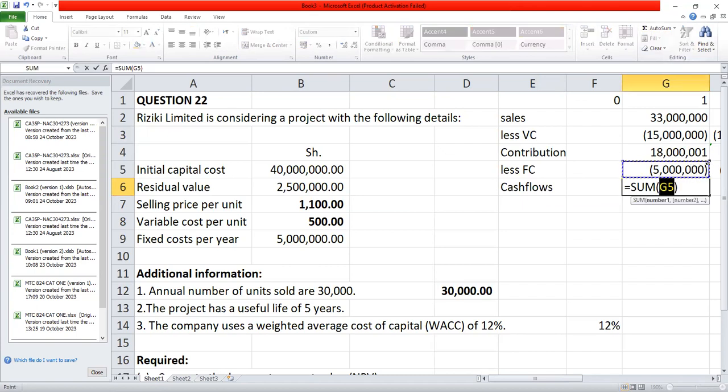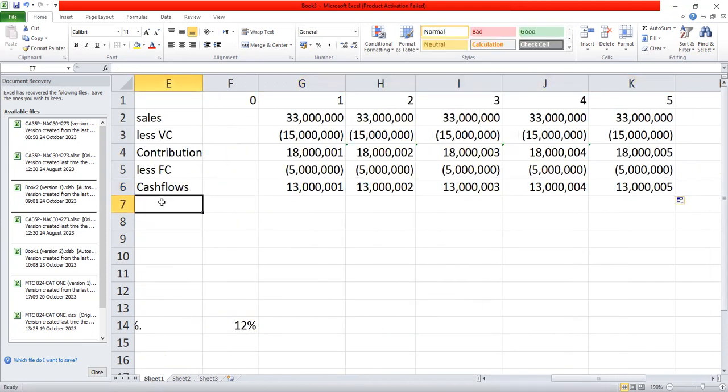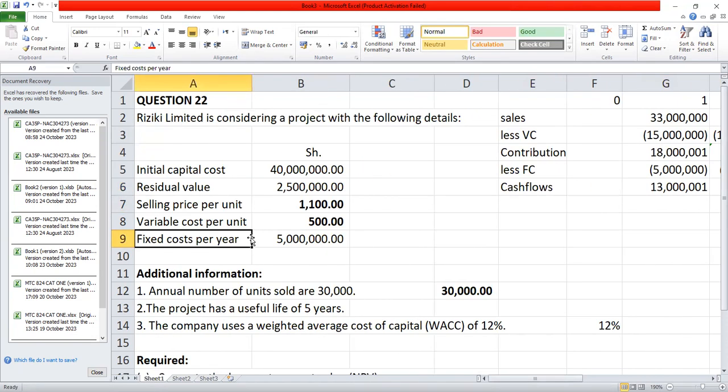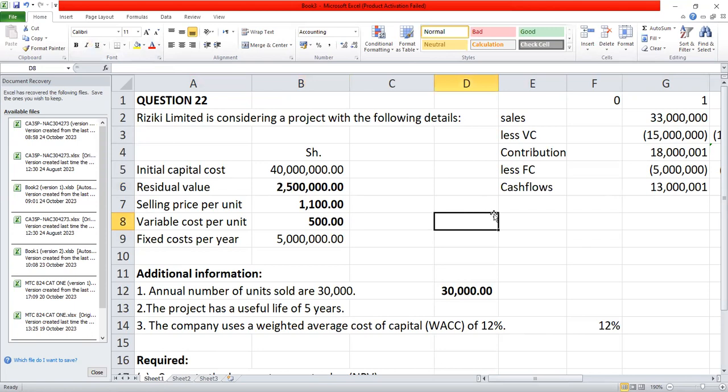Let me get the auto sum of the two. It will be 13 million. Then this one will now be copied throughout the 5 years. Now from these cash flows, remember there was a residual value. This residual value of 2.5 million, we're going to add it at the end of the year.